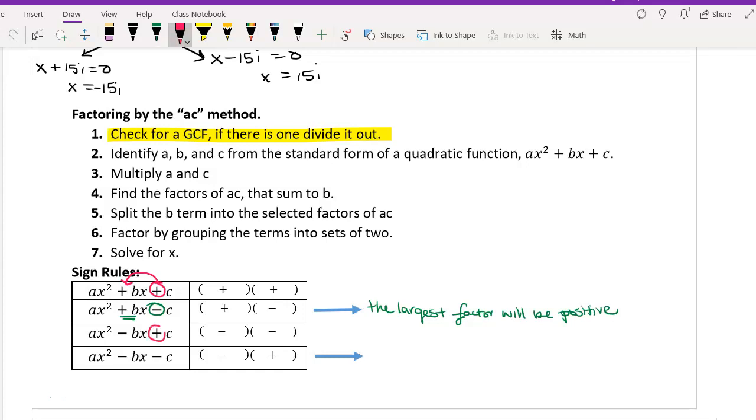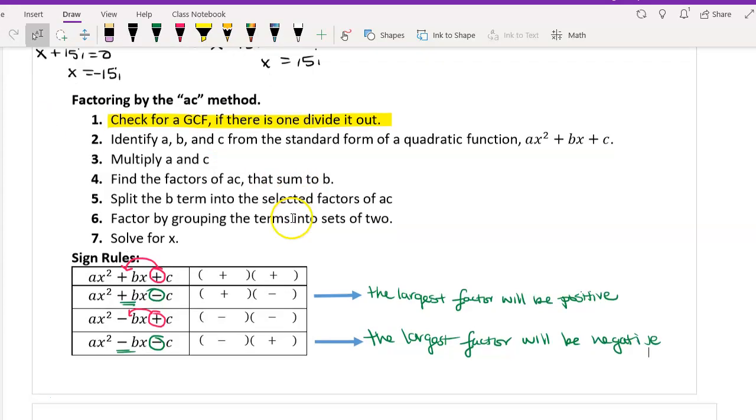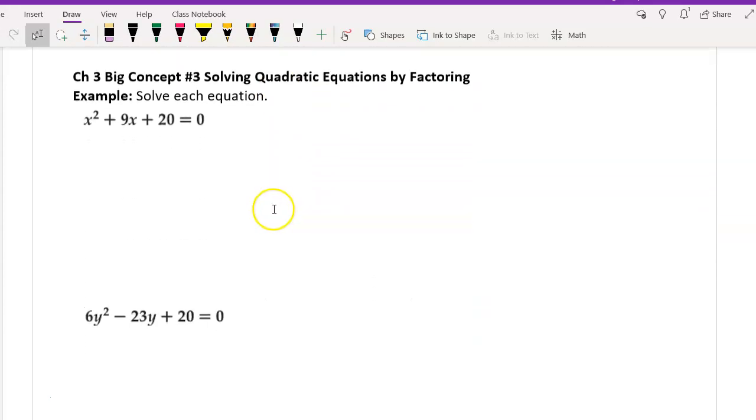Here again, we have a positive. I look back to the first sign. They're both negatives. And then lastly, I have a minus, which means they're both going to be different. But because this B is negative, the largest factor will be negative. So let's look at some examples.